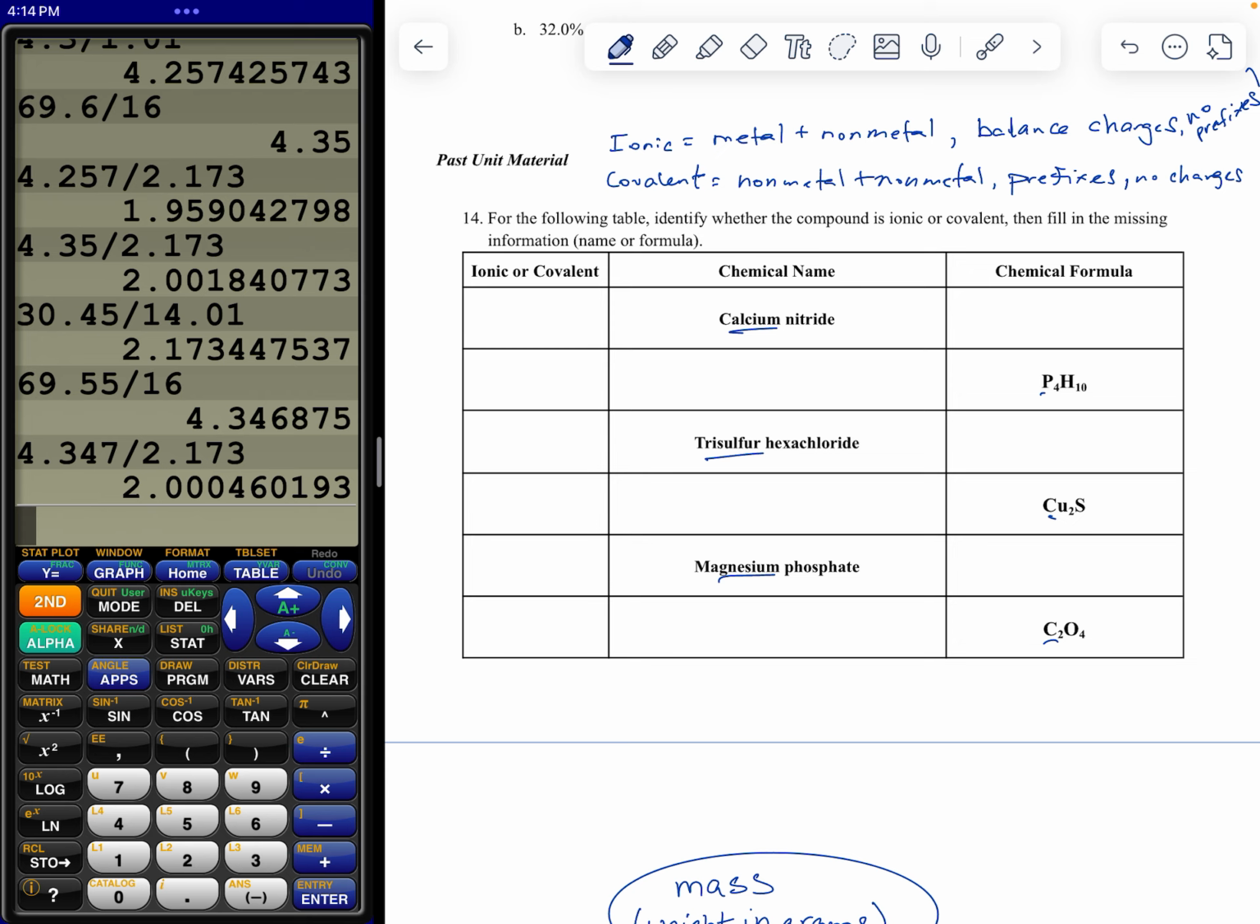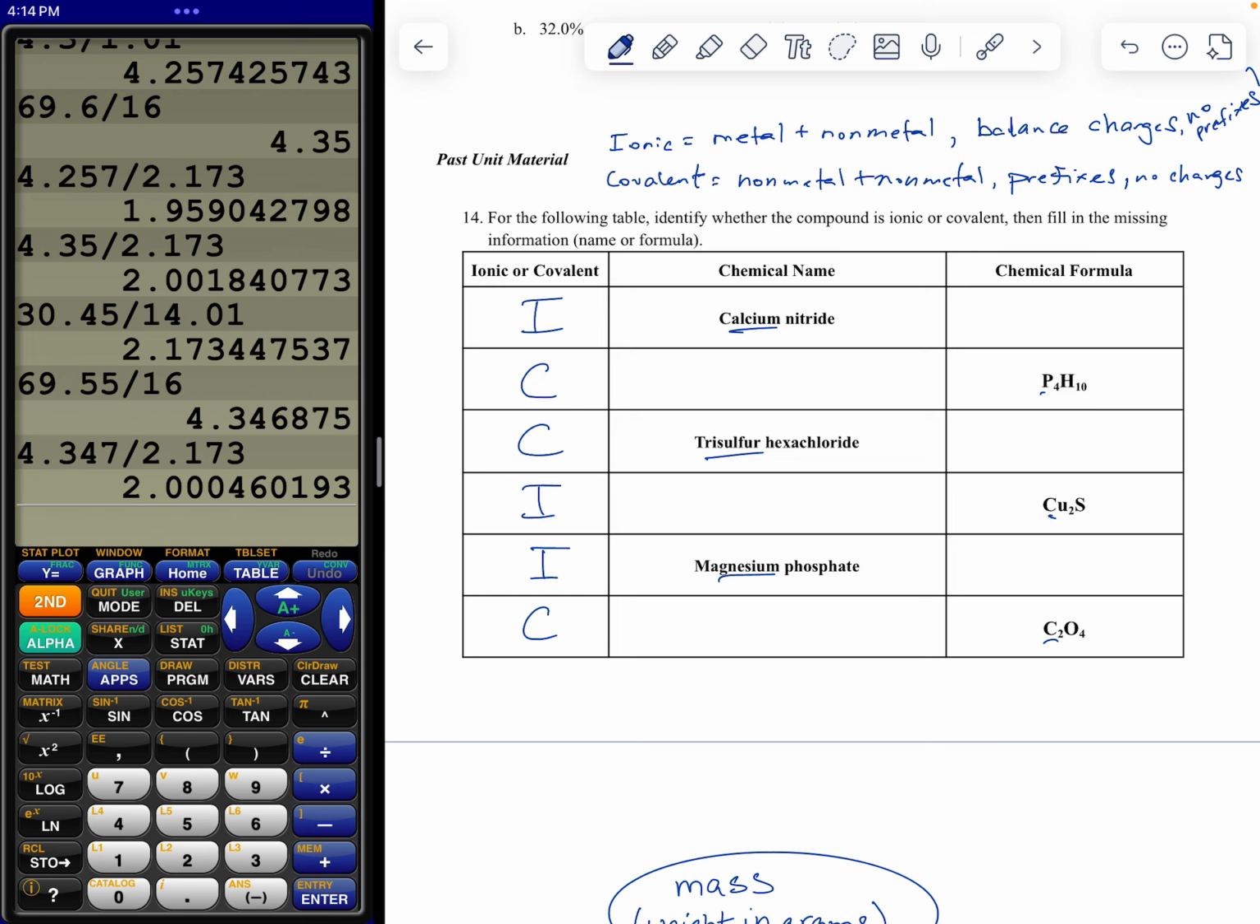So calcium's a metal, it's ionic. Phosphorus in this next one is a nonmetal, that is covalent. Sulfur in the name is a nonmetal, that's covalent, but also we see that there are prefixes, so that also tells us that is covalent, because ionics don't use prefixes in their names. Copper, that is a metal, so that is ionic, specifically a transition metal. Magnesium is a metal, that's ionic. Carbon is a nonmetal, that's covalent.